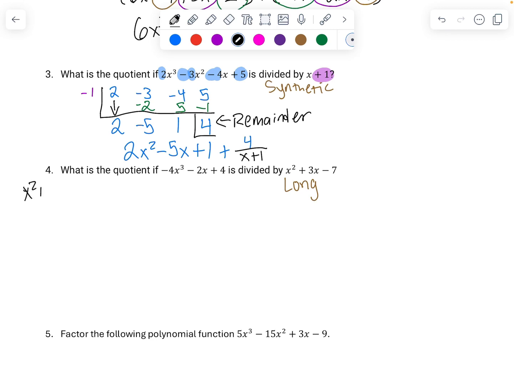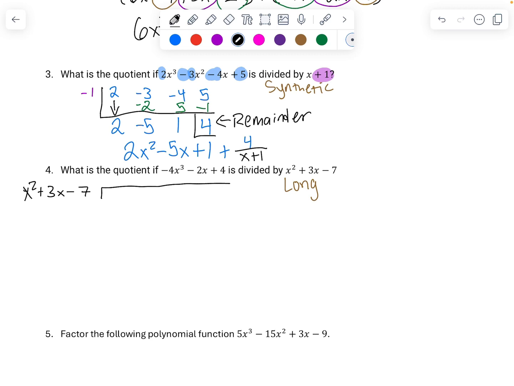So we have x squared plus 3x minus 7, apologies. With long division, we take everything with the equation. We don't just take the coefficients. We take all of those pieces. Okay, so I've written my dividend.